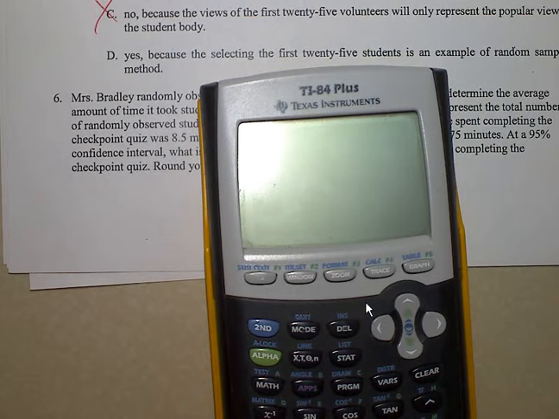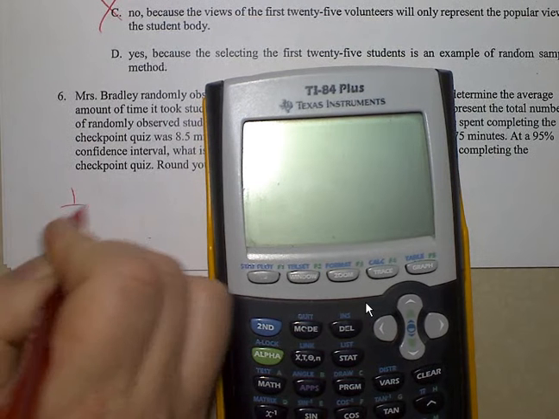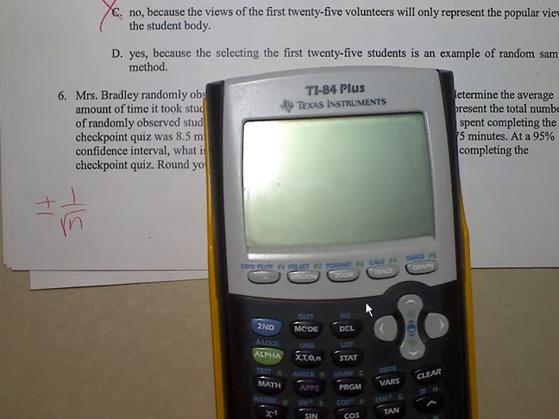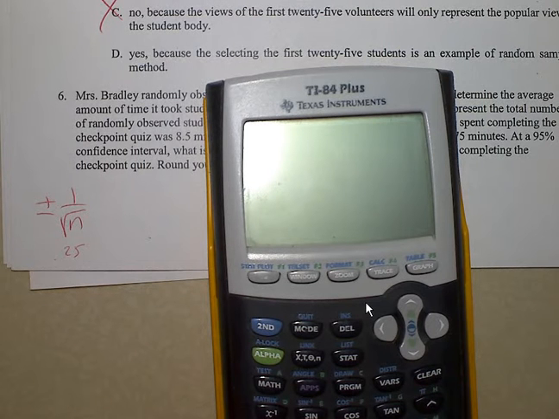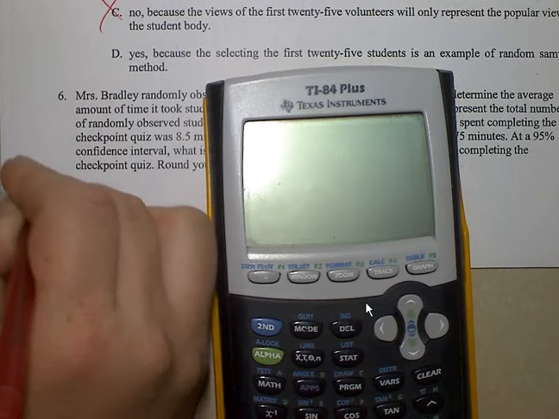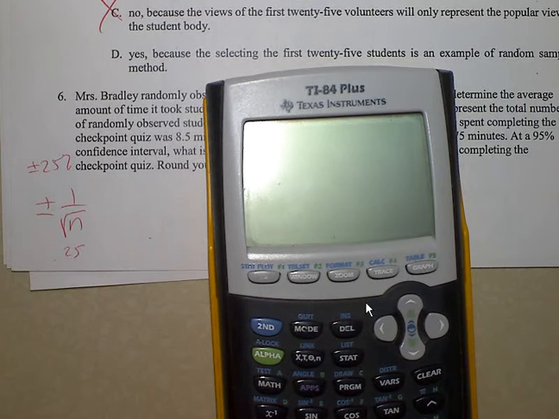Who needs a little refresher? How do we find margin of error? General formula: 1 over the square root, plus or minus in front. So do you end up with 0.25? Yes. 0.25, so what does that turn into? Plus or minus 25%. That's a pretty big margin of error.